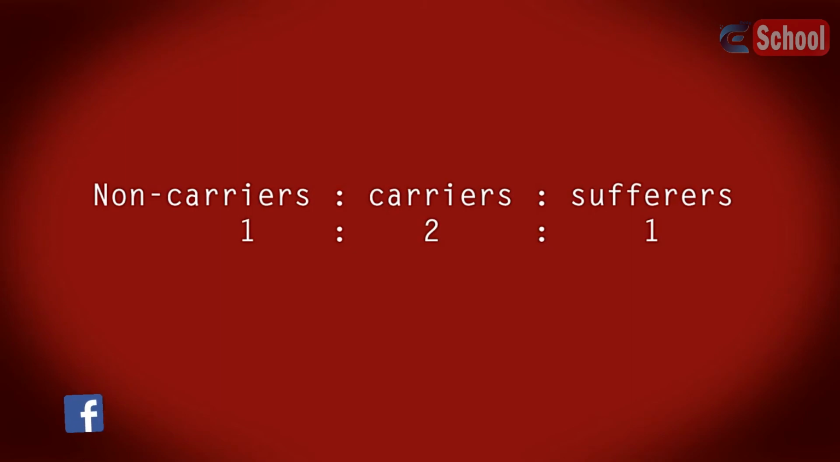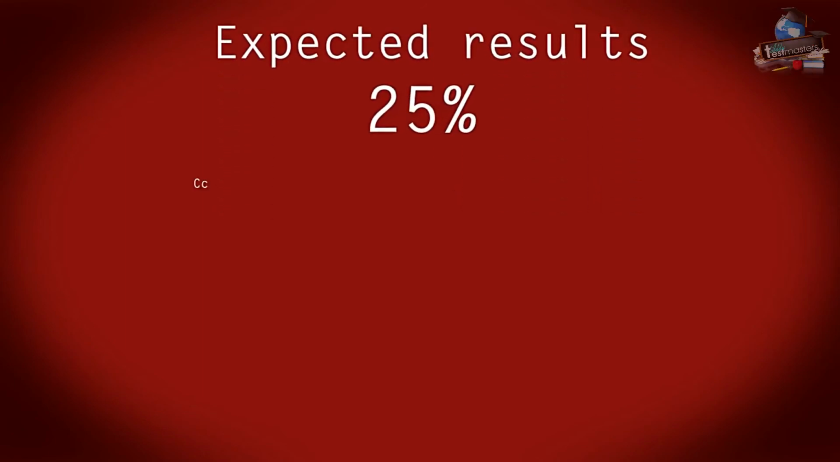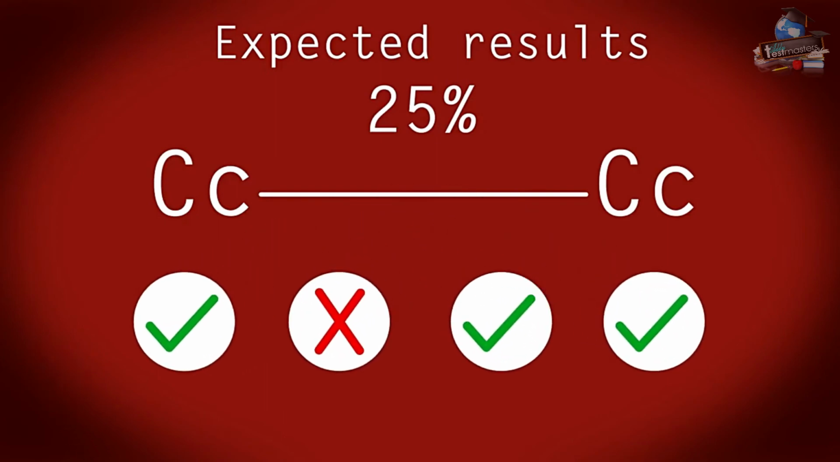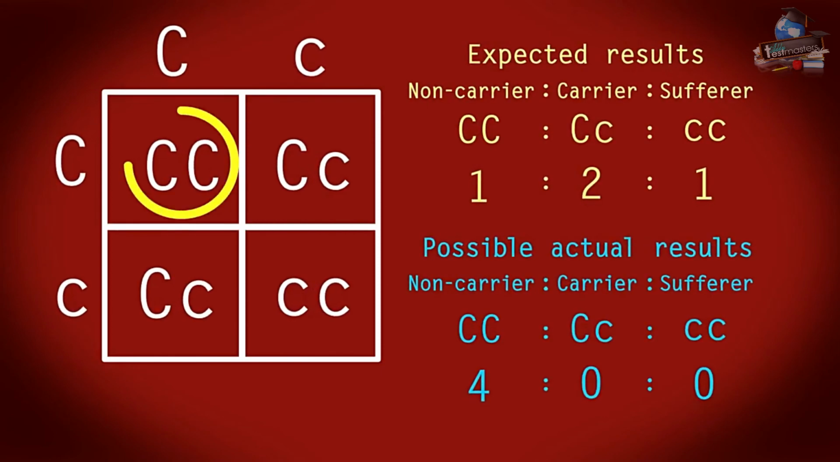But remember, these are just probabilities. We call these the expected results. So whilst we could expect 25% of offspring of two cystic fibrosis carriers to suffer from the disease, it is a probability. The actual results may be different. Two carrier parents could potentially have 4 children that are all non-carrier CC genotypes.